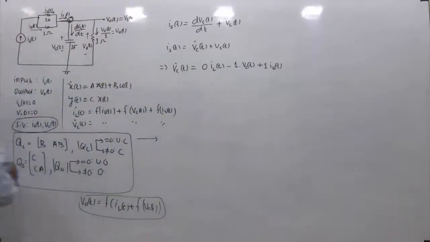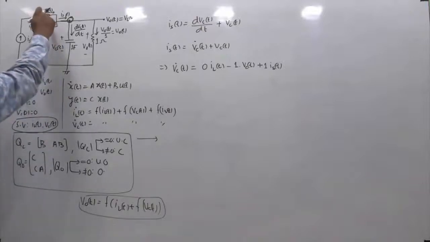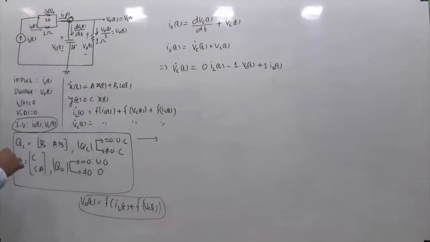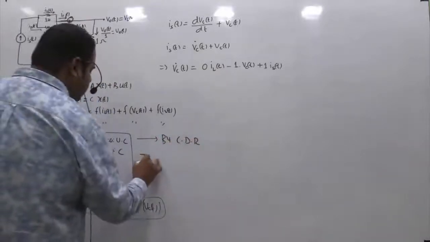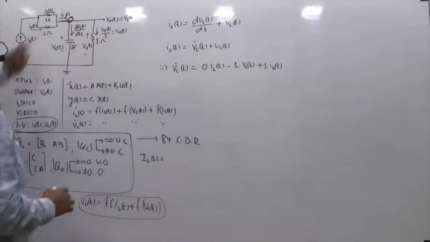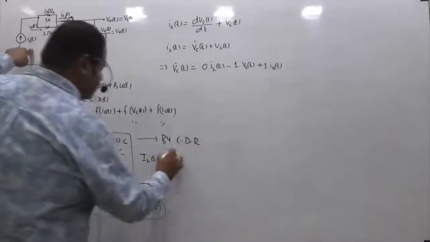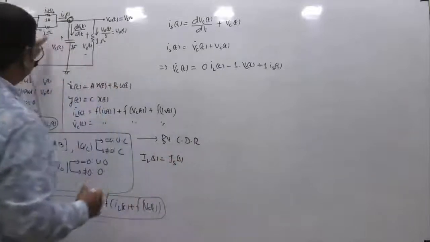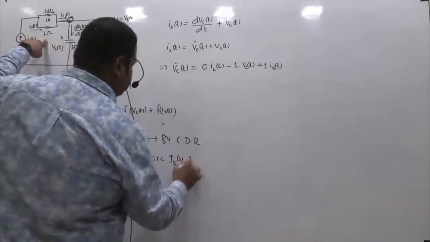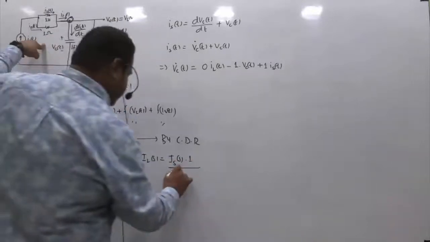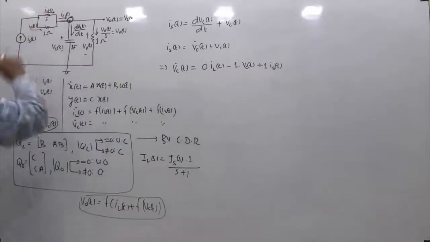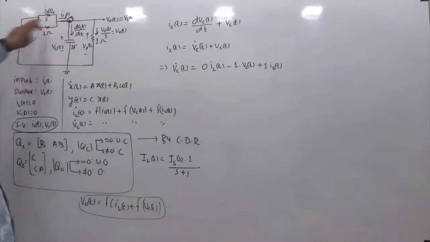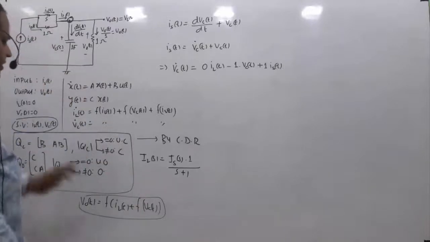The next equation would be something like this. In S-domain format, if I write current division rule at this node, what do you get? By current division rule, I can say IL of S, that is the inductor current, equals the net current, that is Is of S, into its opposite branch impedance, that is 1, divided by the sum of both of them. So this will be S plus 1, because in S domain this will be S into L, and L is 1, so S into 1 is S.